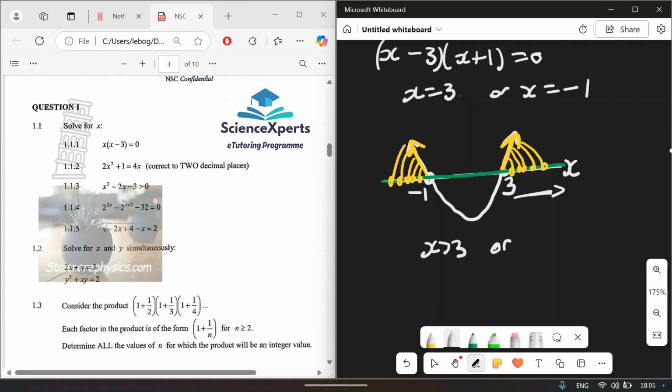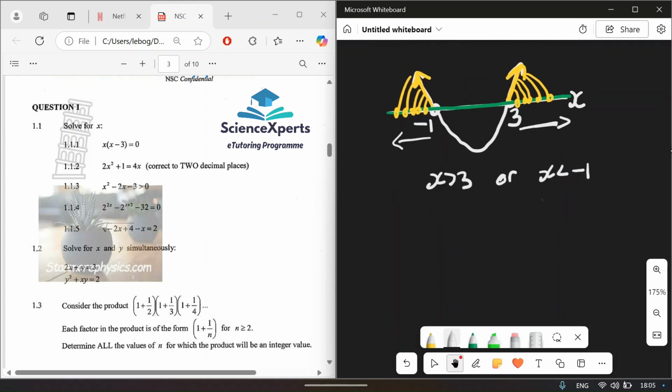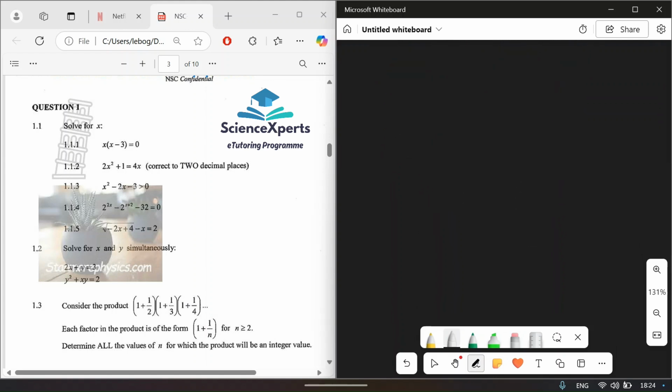And these ones are to the left of -1, it means that they are less than -1, right? So those are our solutions. I move on to the next question, 1.1.4.